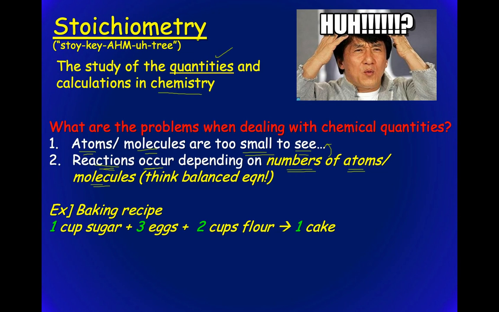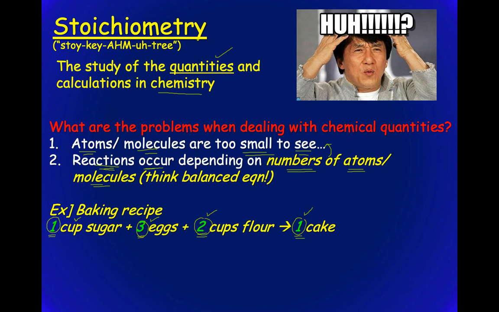I want to bring up a baking recipe, which is very similar to a chemical reaction. If you took 1 cup of sugar and 3 eggs and 2 cups of flour to make 1 cake, you can see that these coefficients in this balanced reaction are the ratios of the recipe. The recipe is similar to the way a balanced reaction works, in that you have 1 of these, 3 of these, and 2 of these to make 1 of these. This is easy in a baking recipe because we can count the cups, the 3 eggs, the 2 cups of flour, and the 1 cake we made. But let's say we couldn't count the number of eggs.